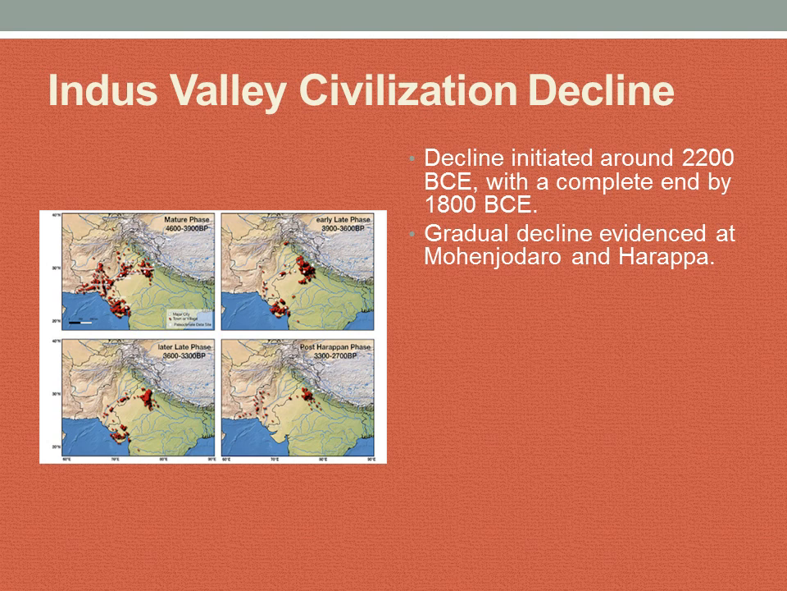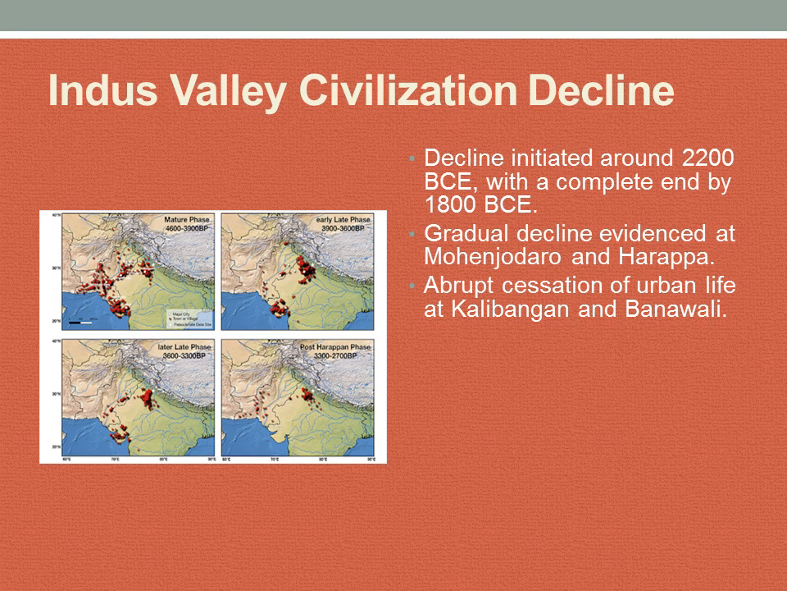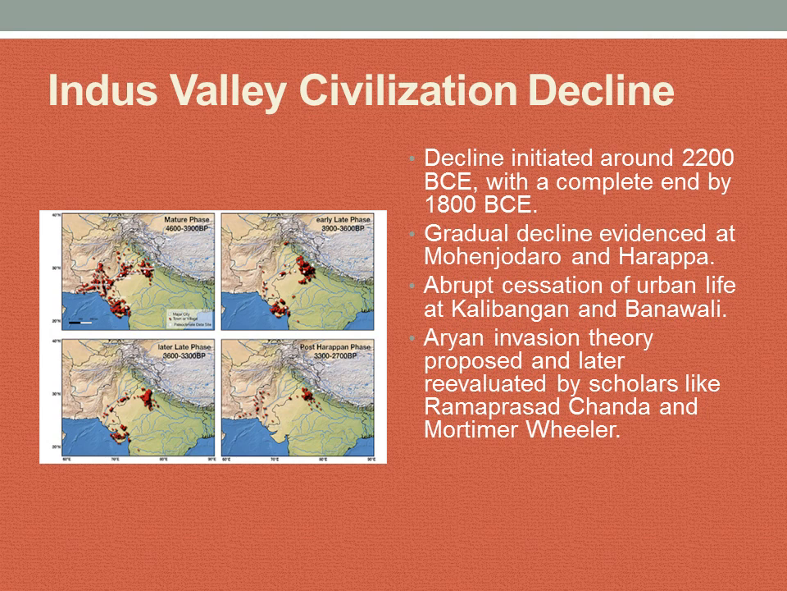Gradual decline was evidenced at Mohenjo-daro and Harappa. So it did not happen suddenly that one fine day Indus Valley civilization did not exist anymore. It did not happen like that. The decline was very much gradual. Abrupt cessation of urban life at Kalibangan and Banawali. So in the sites of Kalibangan and Banawali, there was abrupt cessation of urban life. It ended all of a sudden.